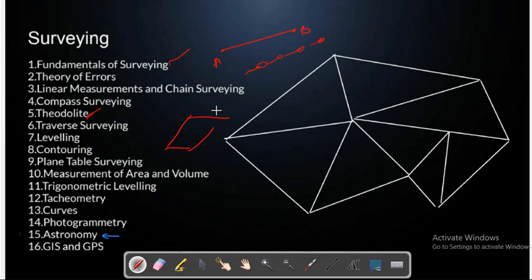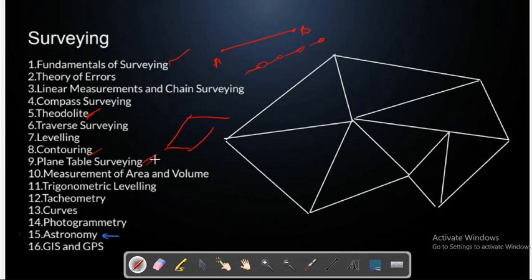Then we have leveling. Let's suppose for the construction of roads, first we have to do leveling, right? For leveling, we'll use dumpy levels, and with the help of dumpy levels we will try to establish the elevations of each and every point. Next, contouring. Contouring is the map generated by connecting points of equal elevation; then we'll get the contour. That is called contouring. Then if you do the field measurements and plotting simultaneously with the help of a plane table, it is called plane table surveying.